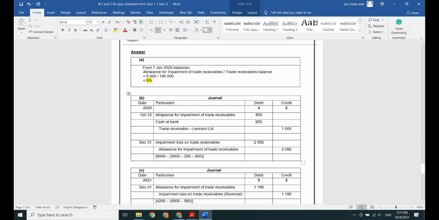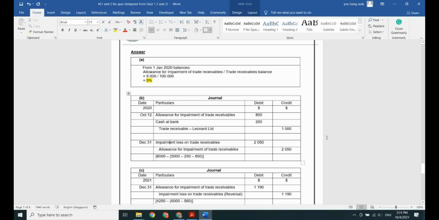And over here, because they have already closed down, the debt is no longer deemed to be merely doubtful; it is now confirmed to be uncollectible, so we no longer need this allowance. That's why we are debiting off this allowance by $800.